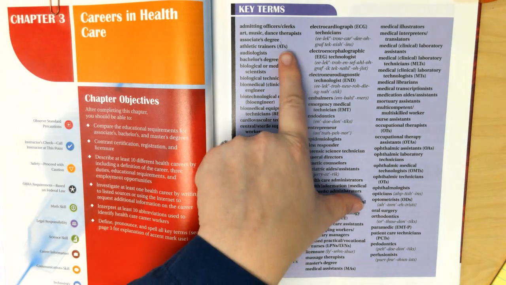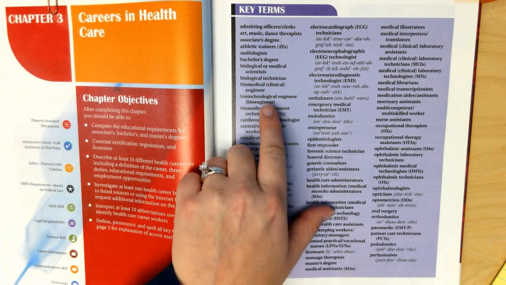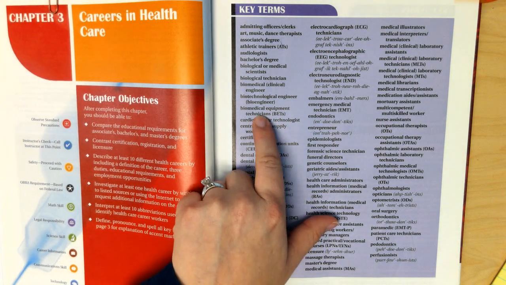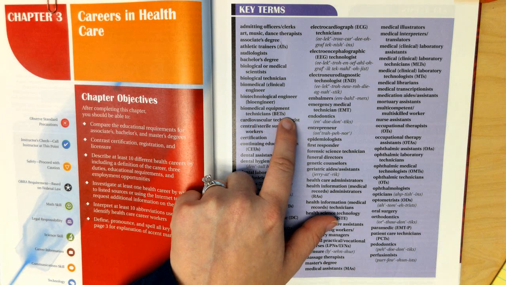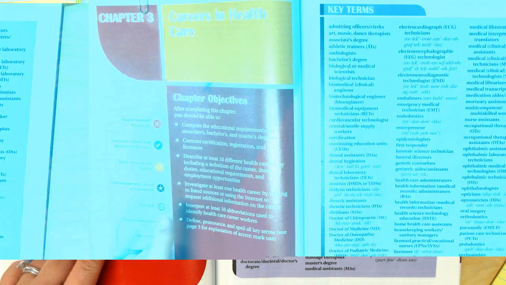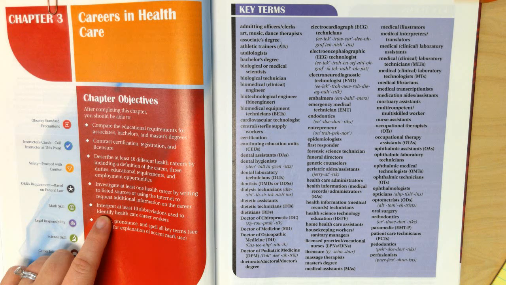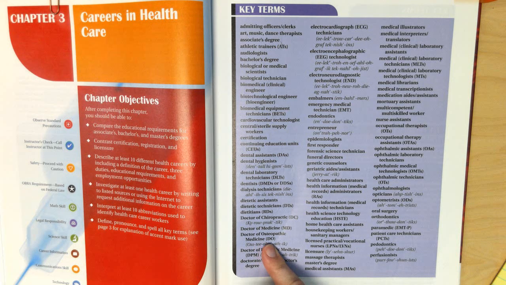Right, so over here on your terms, you see athletic trainers are abbreviated as AT. And then we have biomedical equipment technicians, abbreviated as BET. Those are the abbreviations that you should be able to identify. If I gave you DO, can you tell me what that means? If not, when you do your reading notes, you should probably write it down.